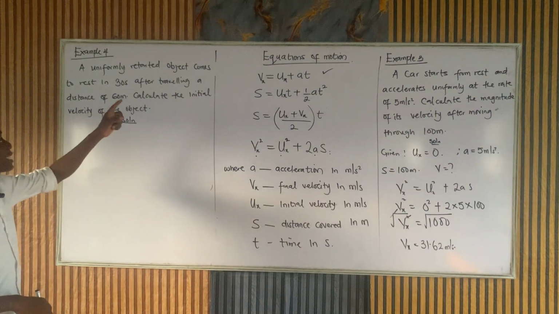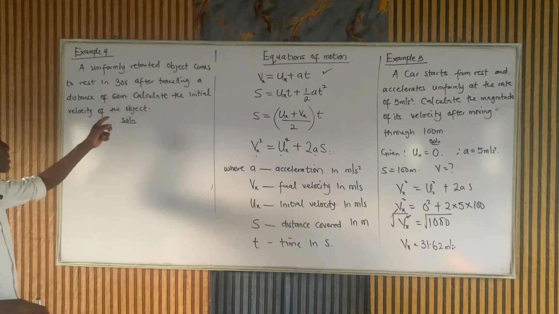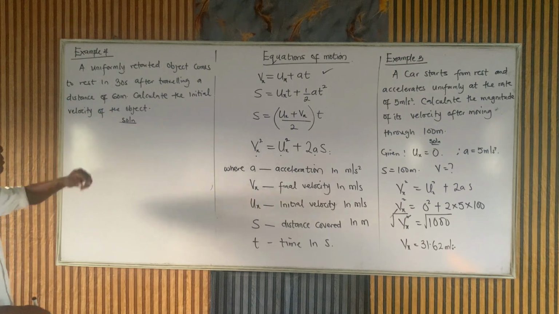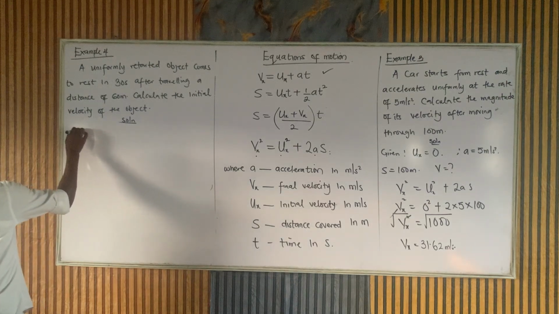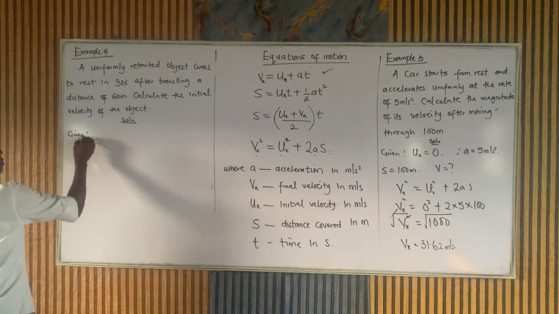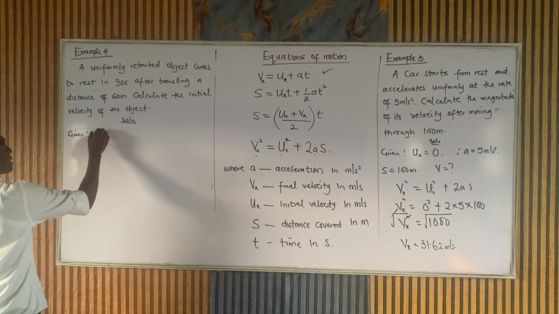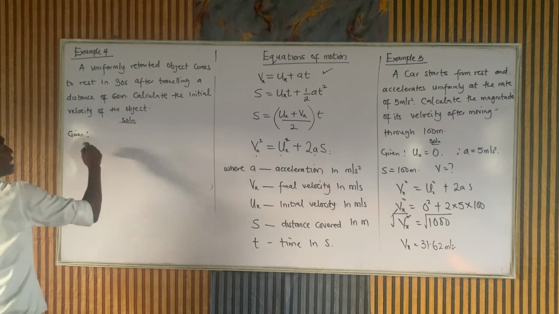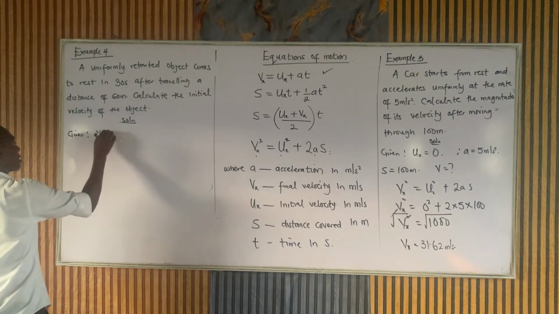Okay, example 4 now. A uniformly retarded object comes to rest in 30 seconds after traveling a distance of 60 meters. Calculate the initial velocity of the object. Well, the first step is to bring out the given. A uniformly retarded object comes to rest in 30 seconds.